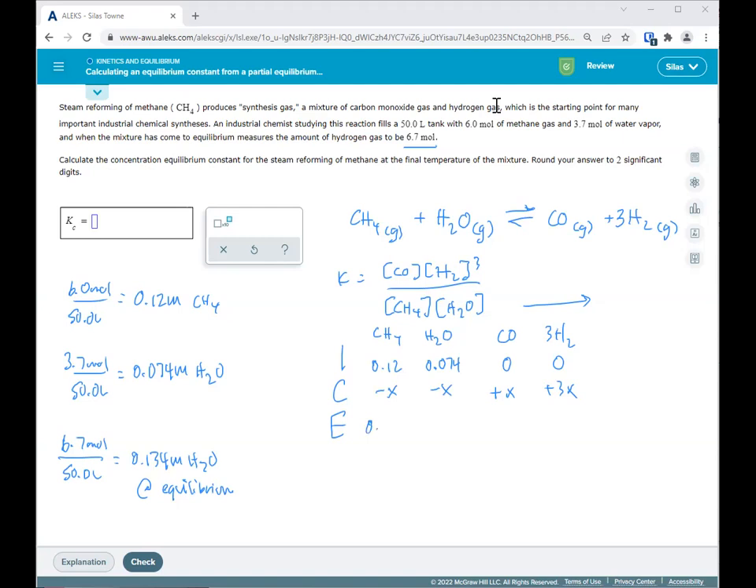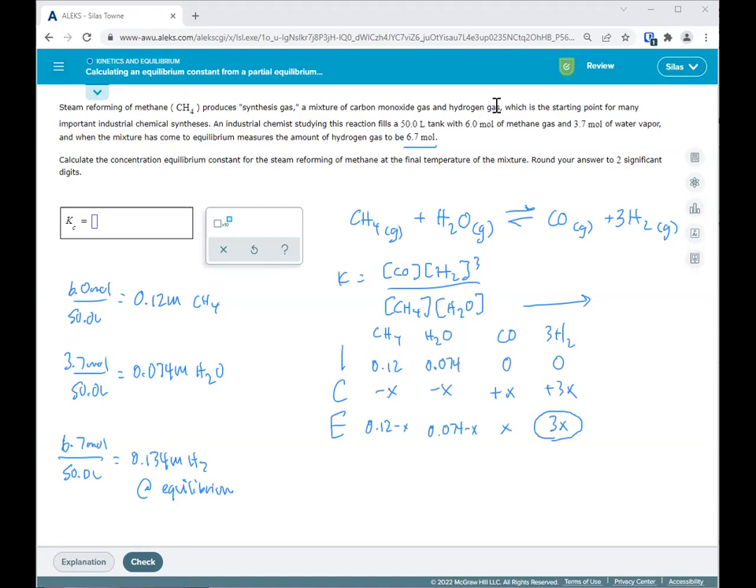Here we have a minus X and a minus X. So my equilibrium values are 0.12 minus X, 0.074 minus X, and X and 3X. And that's my value for H2, sorry, not H2O. Okay, so now what do I know? I can't plug all these in and solve for K. I need to know what X is. When you know K, you can use a quadratic formula to solve for X, but here I'm solving for K.